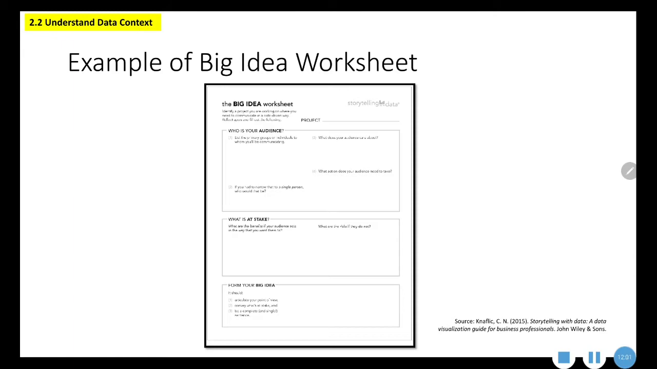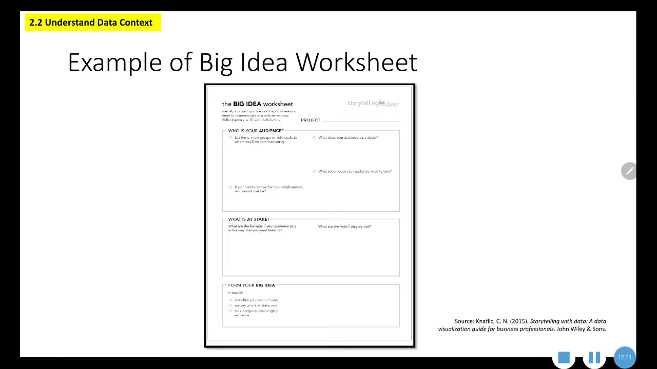This is an example of a big idea worksheet. For the big idea worksheet technique, there are 3 parts. First, you have to define who your audience is. These are some questions you can ask yourself: What does your audience care about? List the primary group or individuals to whom you will be communicating. If you had to narrow it to a single person, who would that be? What action does your audience need to take?